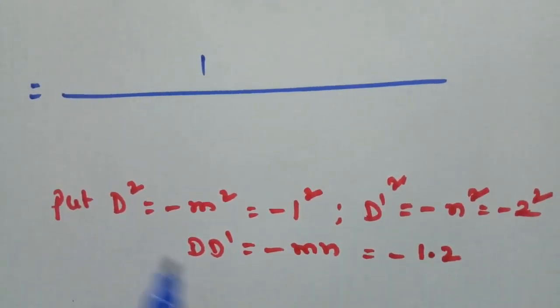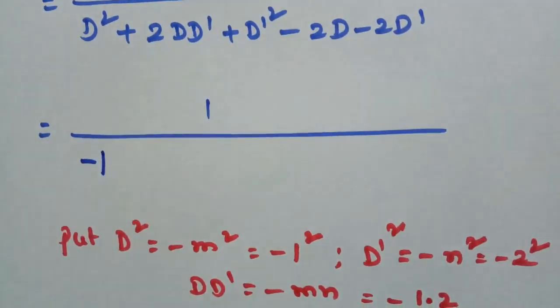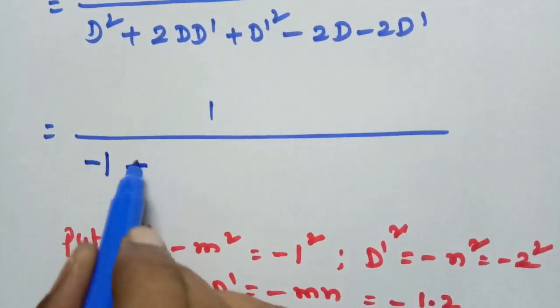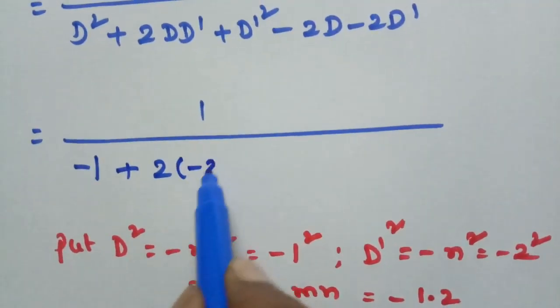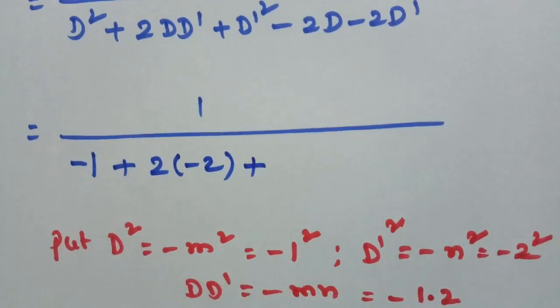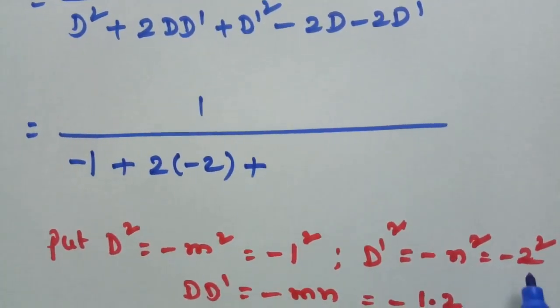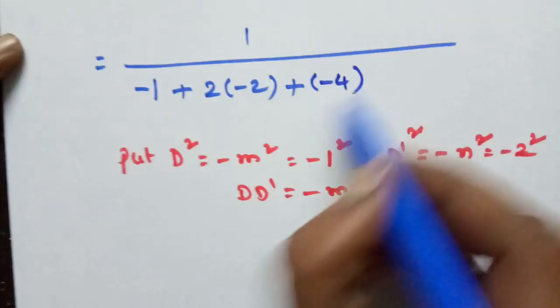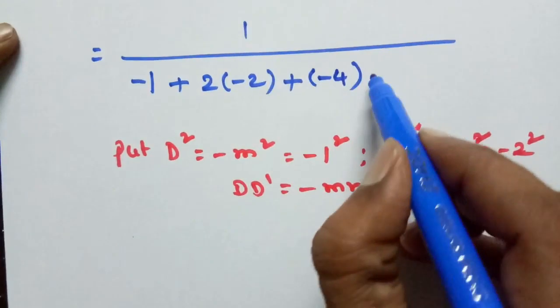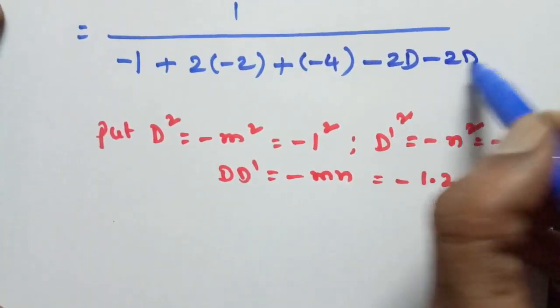Now substituting these values: D² − 1 + 2 into D D' − 2 + D'² − 2² − 4 − 2 into D − 2 into D'.